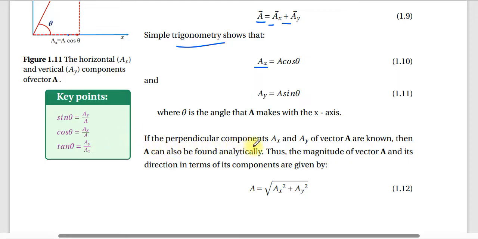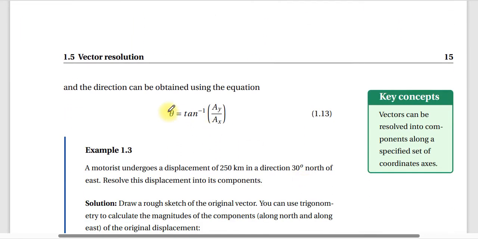If the perpendicular components ax and ay of the vector are known, then A can also be found analytically, using the Pythagorean theorem. Thus, the magnitude of vector A in terms of the components is given by A equals the square root of ax squared plus ay squared. The direction can be obtained by theta equals tan inverse of ay over ax.